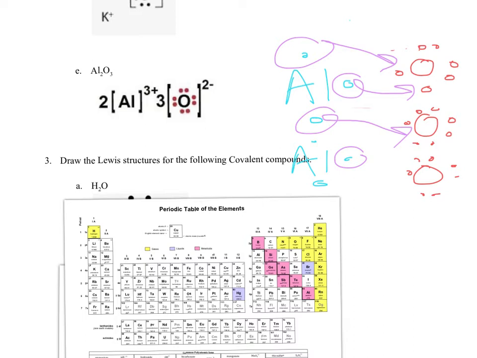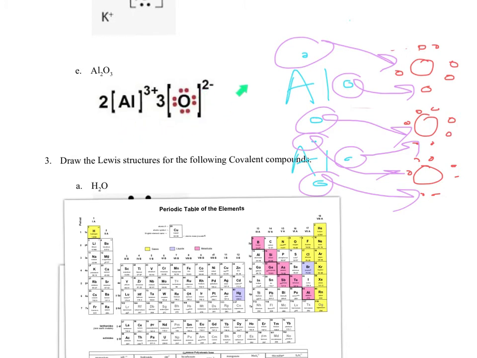1, 2, 3, 4, 5, 6. I think I did. One will go there. And then we have 2 more. One will go there and one will go there. I put too many dots on some of those. So anyway, it ends up looking like 2 Als, and each Al lost 3 electrons, hence it's a 3 plus. And you have 3 oxygens, and each oxygen gained 2 electrons. That's why it's a 2 minus. So 2 times 3 is a 6 plus, and 3 times 2 is a 6 minus, equal and opposite.